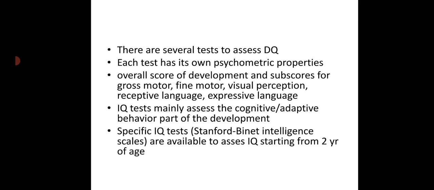There are several tests to assess development quotient. Each test has its own psychometric properties, overall score of development and subscores for gross motor, fine motor, visual perception, receptive language, expressive language. IQ tests mainly assess the cognitive or adaptive behavior part of the development. Specific IQ tests like Stanford Binet intelligence scales are available to assess IQ from 2 years of age.